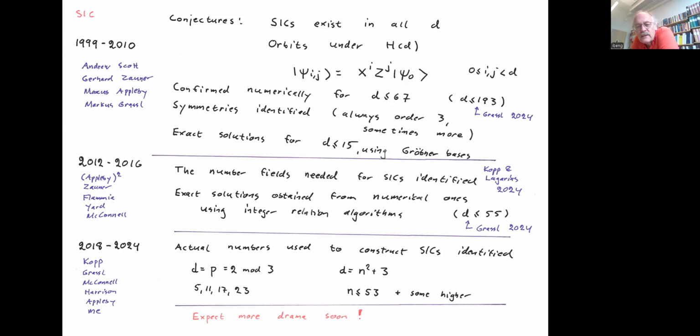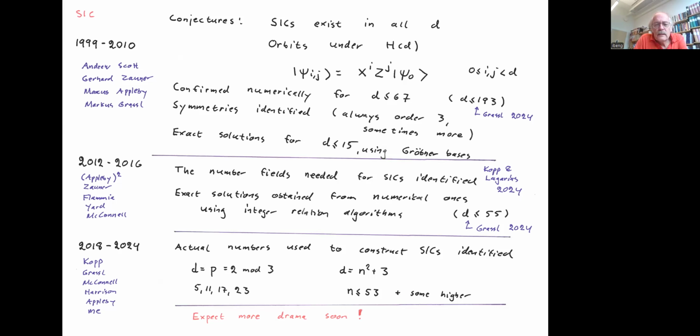more dramatically, I would say, if the dimension is of the special form n squared plus 3, then these conjectures I mentioned earlier mean that there should exist a SIC with anti-unitary symmetry. And it turns out that for these kind of SICs, we can identify the actual numbers that turn out to be much more harmless. So if the dimension is of the form n squared plus 3, we can actually construct SICs in 4- and even 5-digit dimensions, exact SICs in dimensions where numerical searches are absolutely impossible. So that's how the problem has moved. And I should say that it's still moving, so you should expect more drama coming very soon.